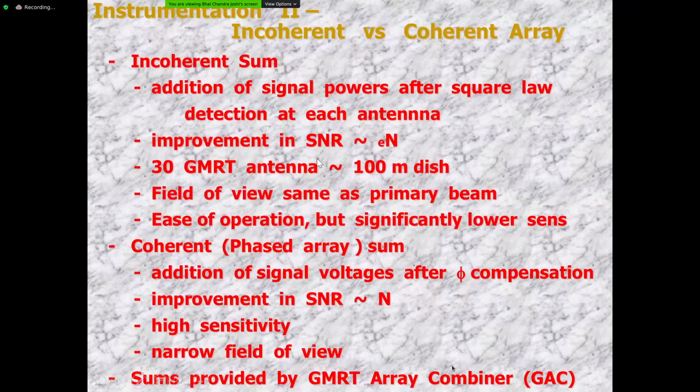The incoherent sum is less sensitive because you are losing the phase information, whereas the coherent sum is much more sensitive. And again, I'll not go into the details unless somebody asks me the question. But essentially, you can see weaker pulsars with a phased array than with the incoherent sum. But in the incoherent sum, you can see a larger part of the sky as compared to the phased array sum. So both of them have their own advantages and disadvantages. And in an interferometer like GMRT, we apply both of these for doing pulsar observations.